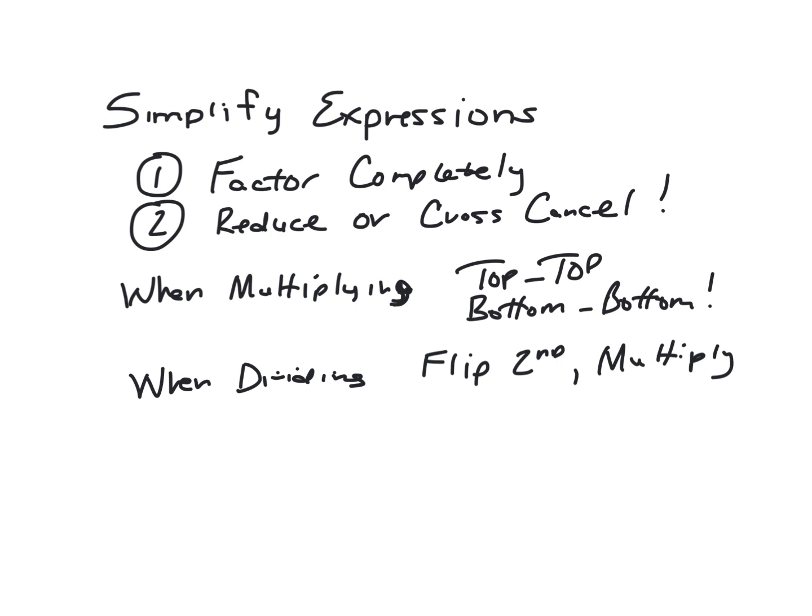So the key here when you're simplifying an expression is, number one, to make sure everything is factored completely. Factor everything completely using your techniques for factoring. Once things are factored completely, you can either reduce the fraction or you can cross-cancel. If you are multiplying rational expressions, it's top, top, and bottom, bottom. And when you are dividing, you will flip the second and multiply.